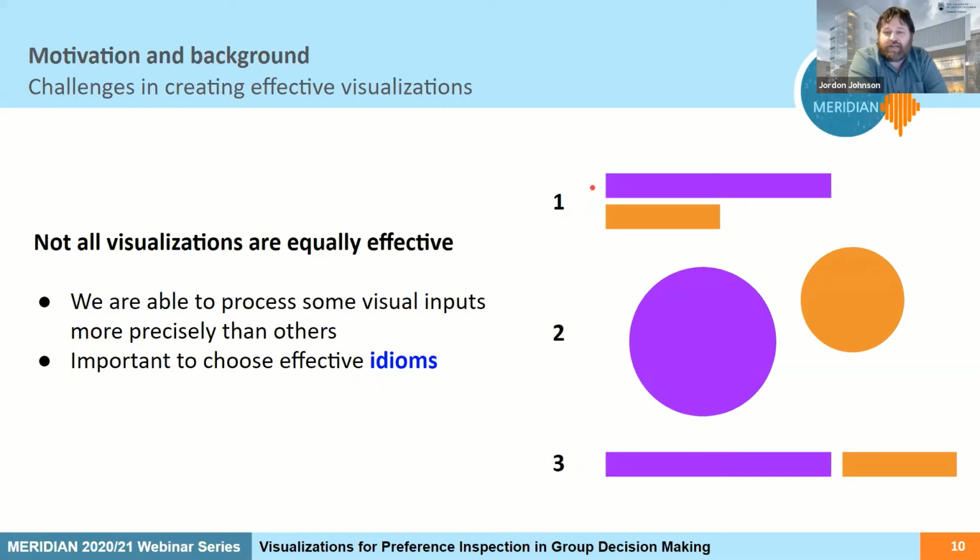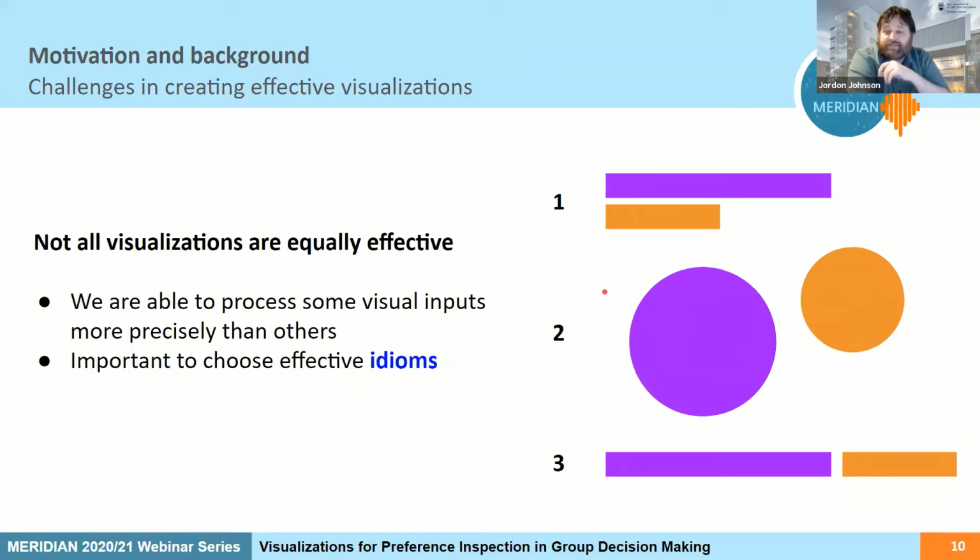So here we're using bars that are arranged in a particular way. And it is quite obvious that the purple bar is longer than the gold bar. And not just that, we can be quite confident that the purple bar is about twice as long as the gold bar. That's quite obvious to us.